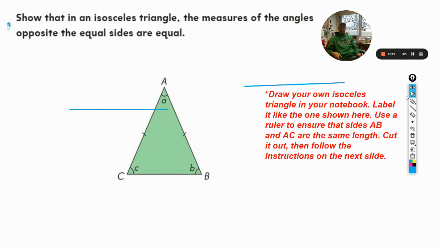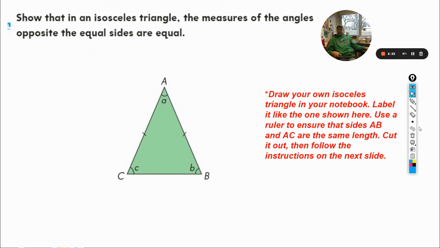For this activity, we're going to show that in an isosceles triangle, the measures of the angles opposite the equal sides are equal. So in this triangle, this side here and that side there are equal. That means the two opposite angles, the opposite angle for that side and the opposite angle for that side, if you measure these in degrees, are also going to be equal.